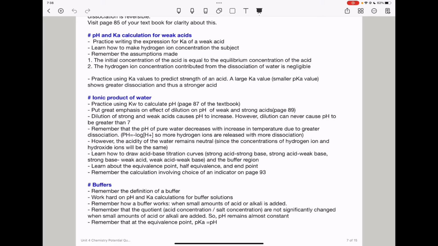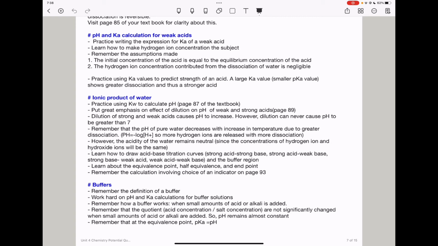You also need to learn how to draw acid-base titration curves. You also need to show clearly the buffer region on these graphs. You need to learn about the equivalence point, the half equivalence point, as well as the end point. And also you need to remember the calculations involving choice of an indicator on page 93.